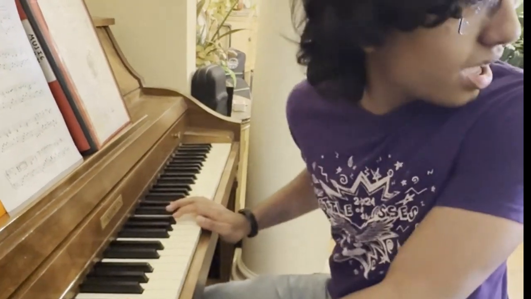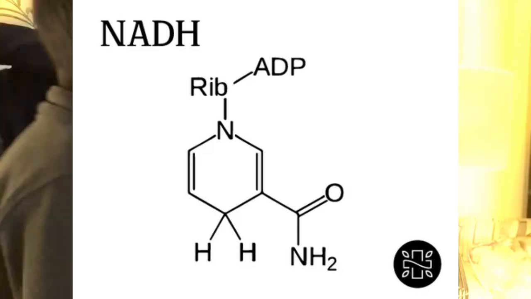Enzyme. To FADH2. Enzyme. 6 NADH for you. Enzyme. 2 ATP and 4 CO2. Oxaloacetate is formed again. Now it's time for the ETC.